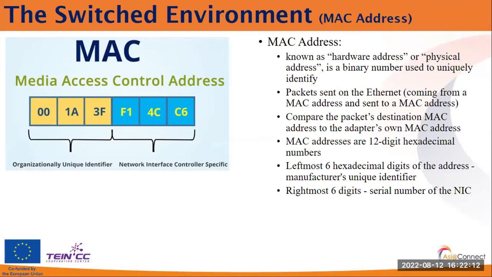Packets that are sent on the Ethernet are always coming from a MAC address and sent to another MAC address. That means source address and destination address, right? If a network adapter receives a packet, it compares the packet's destination MAC address to its own MAC address. That means, is the packet for me or not? If the address matches, the packet is processed. Otherwise, it is denied, or you can say it will not provide any acknowledgement.